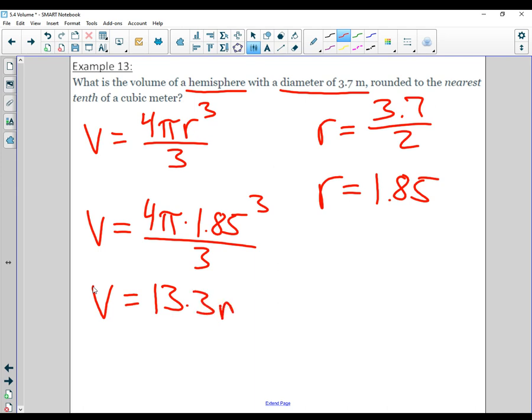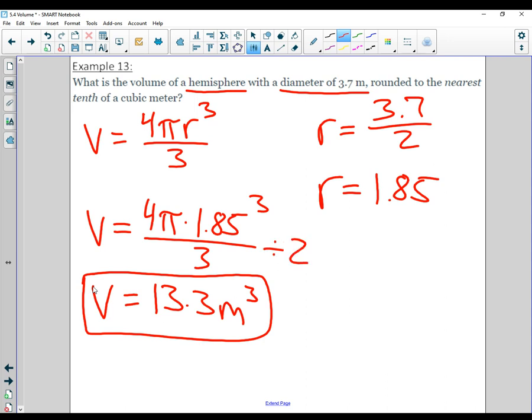And this is in cubic meters. All right. So really, I took all this, and then I divided this by 2 again to get the volume of the hemisphere, right? So that was the volume of a sphere. A hemisphere is going to be half of that. So again, just be careful with everything that they give you.